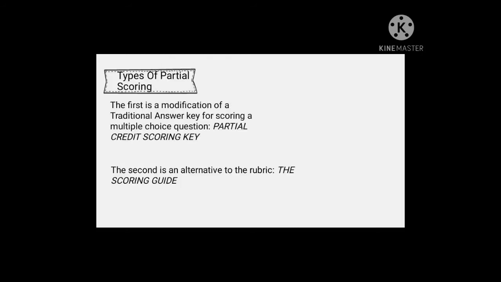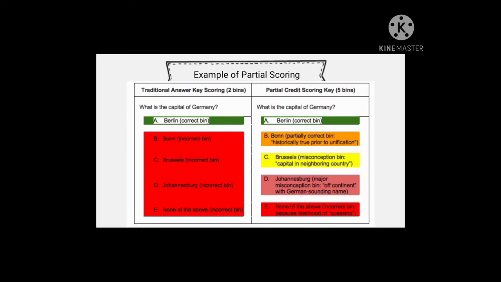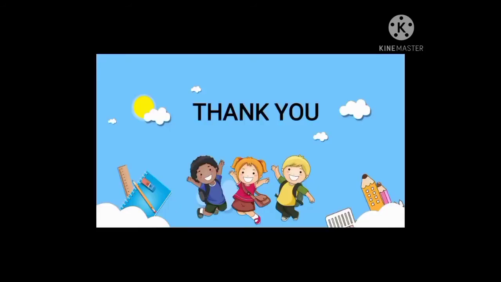Let's have now the types of partial scoring. The first is a modification of a traditional answer key for scoring a multiple choice question, or partial credit scoring key. The second is an alternative to the rubric, the scoring guide. The partial credit scoring key can alert teachers to major and minor misconceptions. If you notice on the left side, all responses are scored with only two bins, correct and incorrect. On the right side, the same responses are scored with five bins, bins that distinguish amongst different kinds of incorrect responses. So much for that.